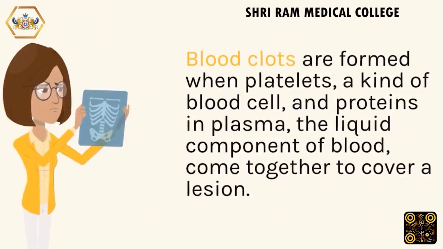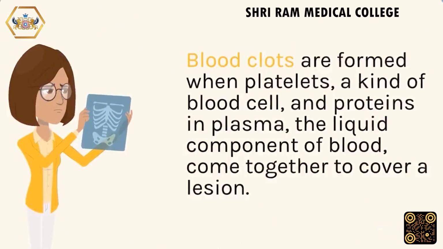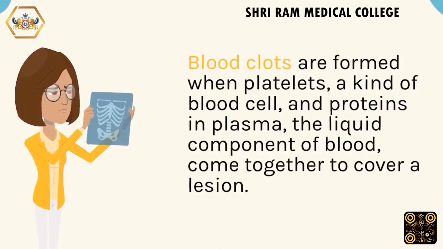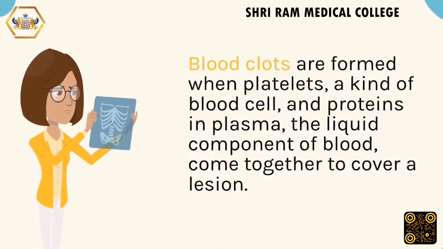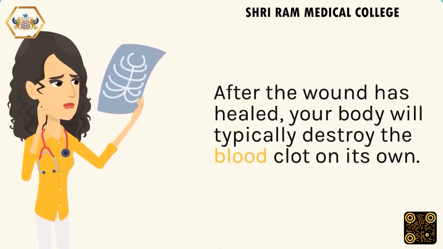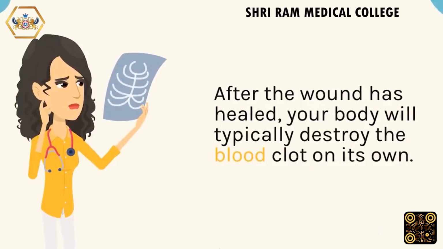Blood clots are formed when platelets, a kind of blood cell, and proteins in plasma, the liquid component of blood, come together to cover a lesion. After the wound has healed, your body will typically destroy the blood clot on its own.